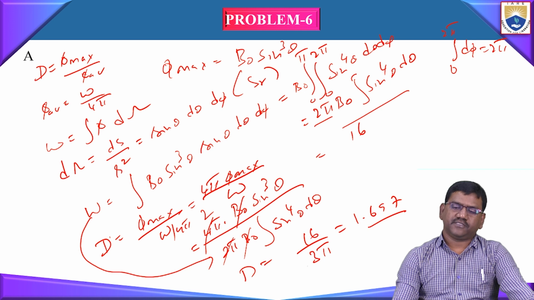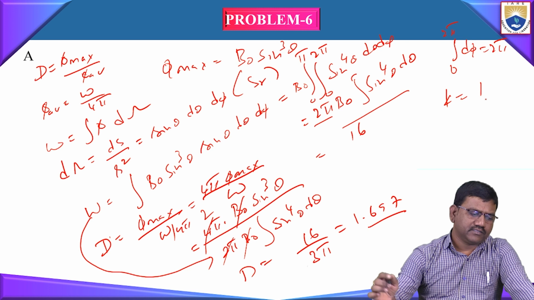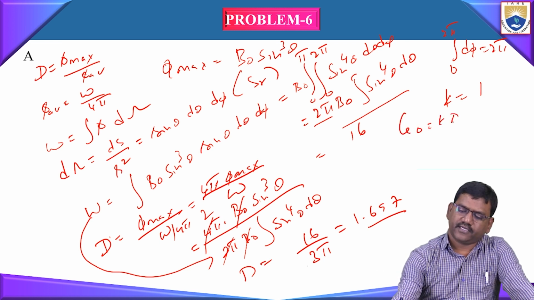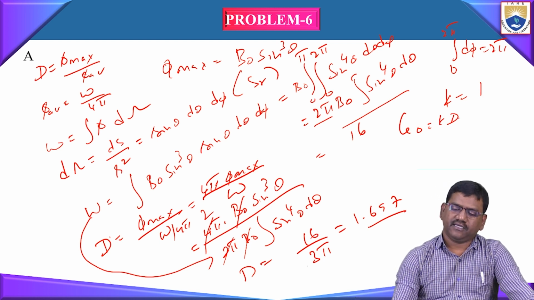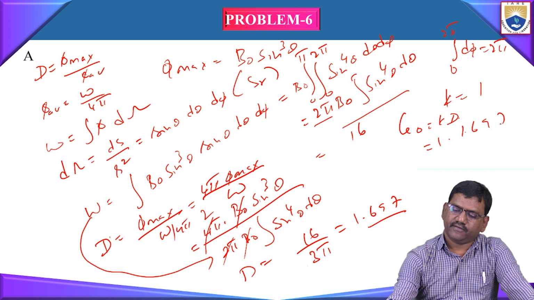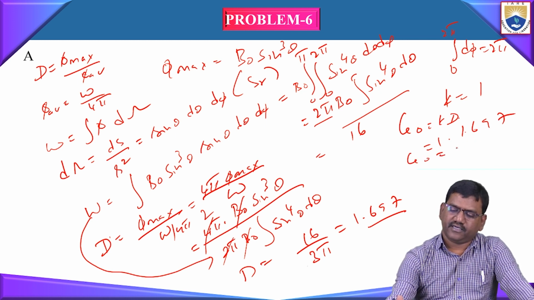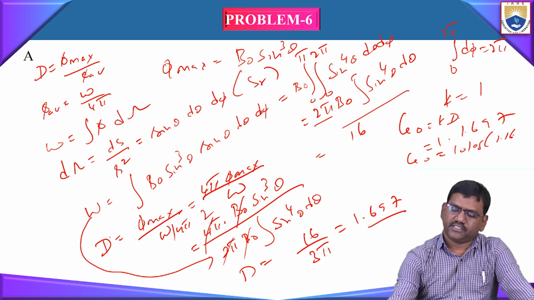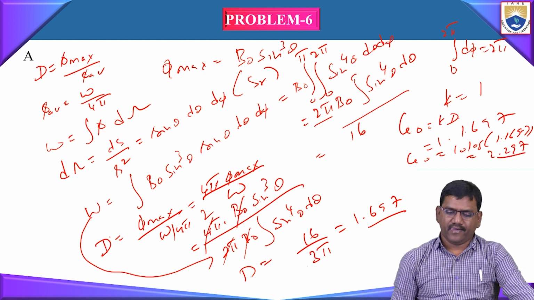We need to find out the maximum absolute gain of the antenna, whose efficiency is given as k equal to 1 here. So here we know that G naught is equal to KD here. If we consider the antenna as a lossless antenna, the efficiency will be equal to 1. So G naught is equal to 1 into 1.697. In terms of dB, 10 log 1.697, we will get 2.297 dB here. So this is about the problem.